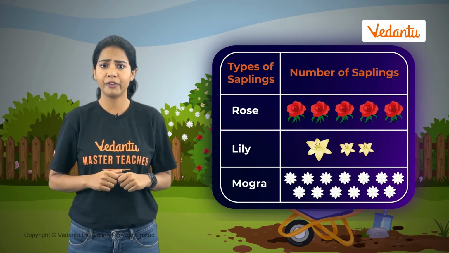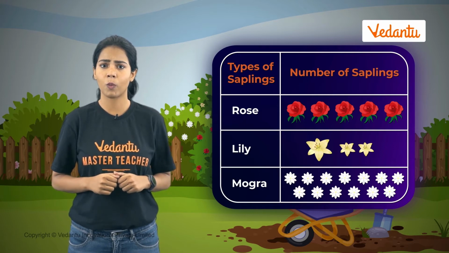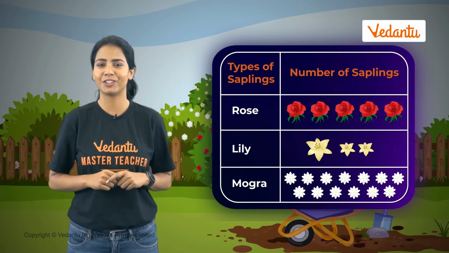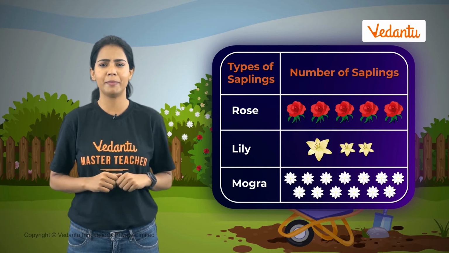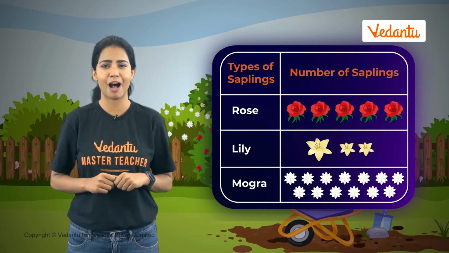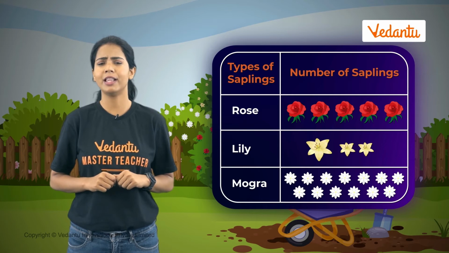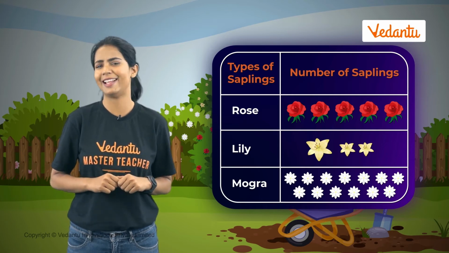Oh no, we are left with 2 lilies. What do we do now? In this situation, we can show half the image of a lily as 2 is half of 4. So, let's put an image of a lily there.